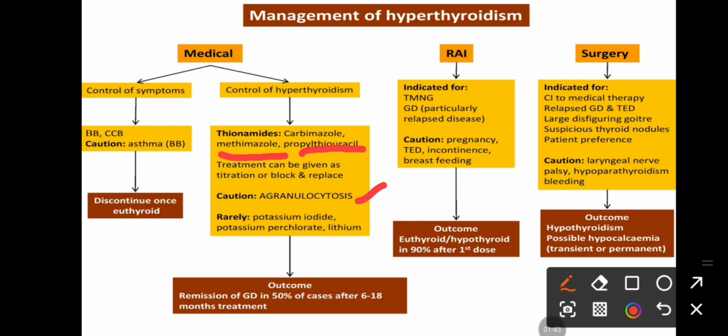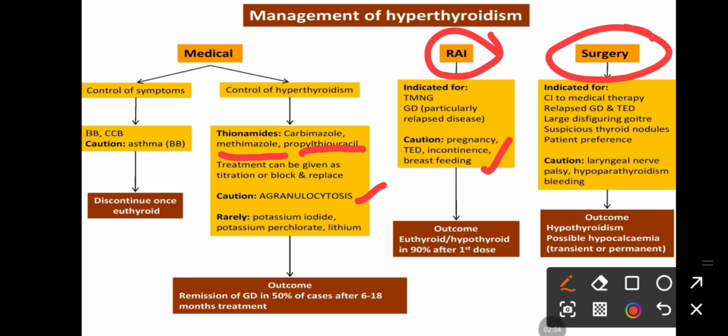So radioactive iodine is a definitive treatment. It is contraindicated in pregnancy and breastfeeding. So radioactive iodine is indicated in toxic multinodular goiter or Graves' disease, and we also sometimes do surgery. It is indicated in large goiter, or it may be during anti-thyroid drug failure, or we also indicate it when malignancy is suspected.